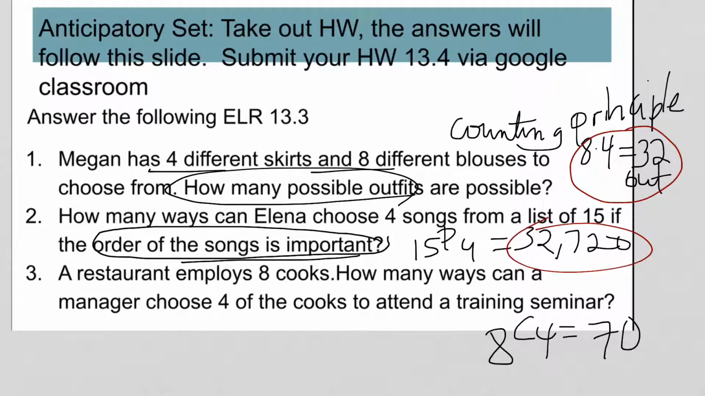For number 3 here, we want to employ 8 cooks. How many ways can a manager choose 4 of the cooks to attend a training seminar? Here, the order does not matter, so it's a combination. So it's a combination of 8 things taken 4 at a time, and we put that in the calculator again, and we get it to be 70 different ways.